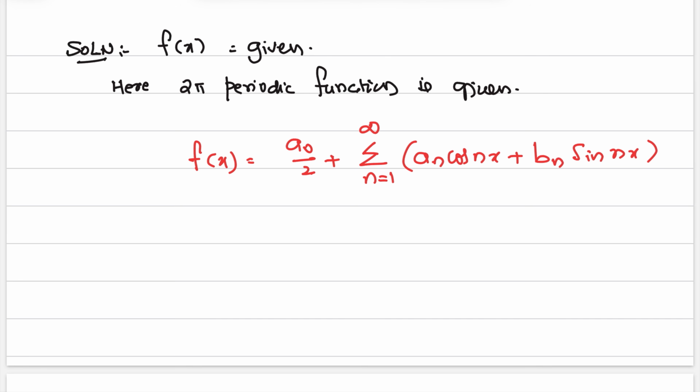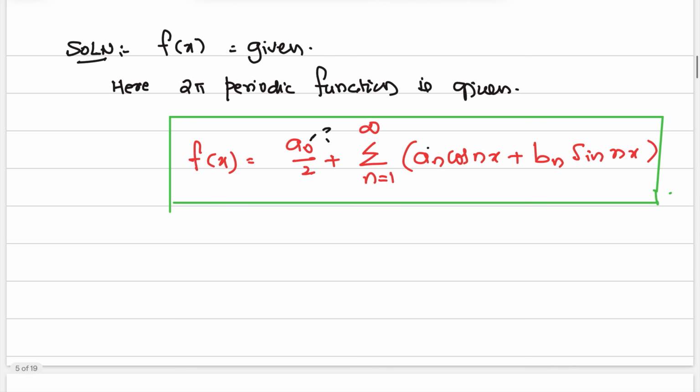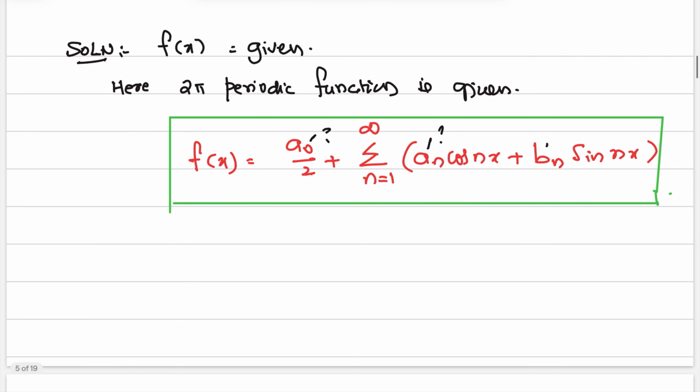This is the equation of any Fourier series. When we convert a function into a Fourier series of 2 pi period, this is the solution. Now, the main question is, function x we know. What is a naught? What is An? What is Bn? n we know, n is equal to 1 to infinity.